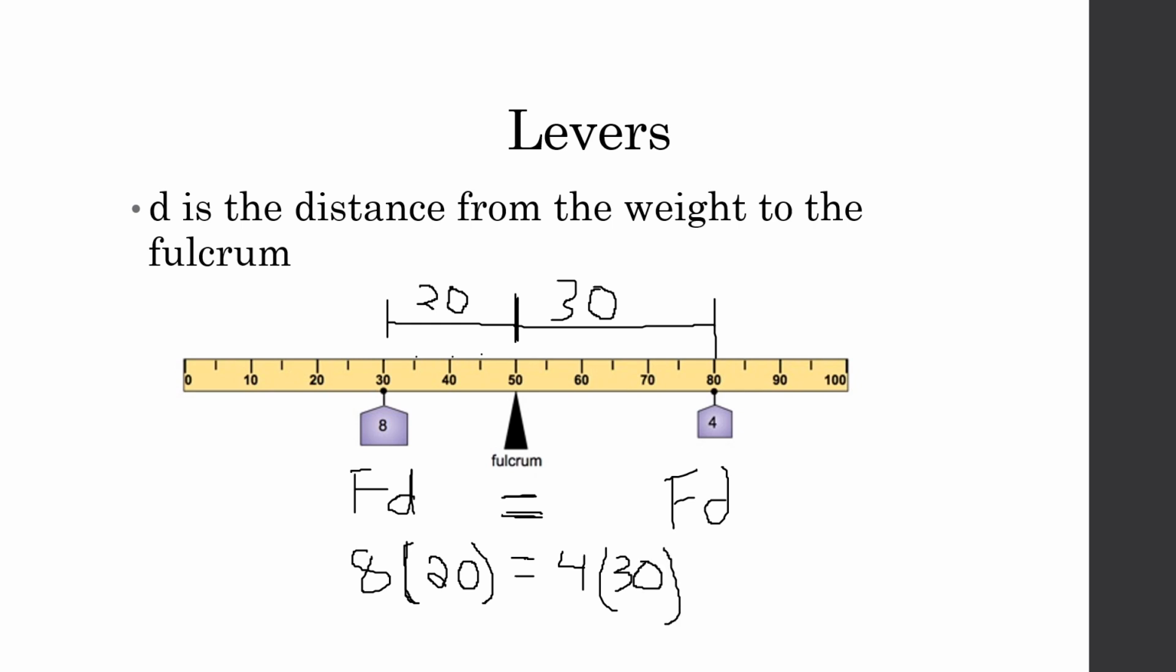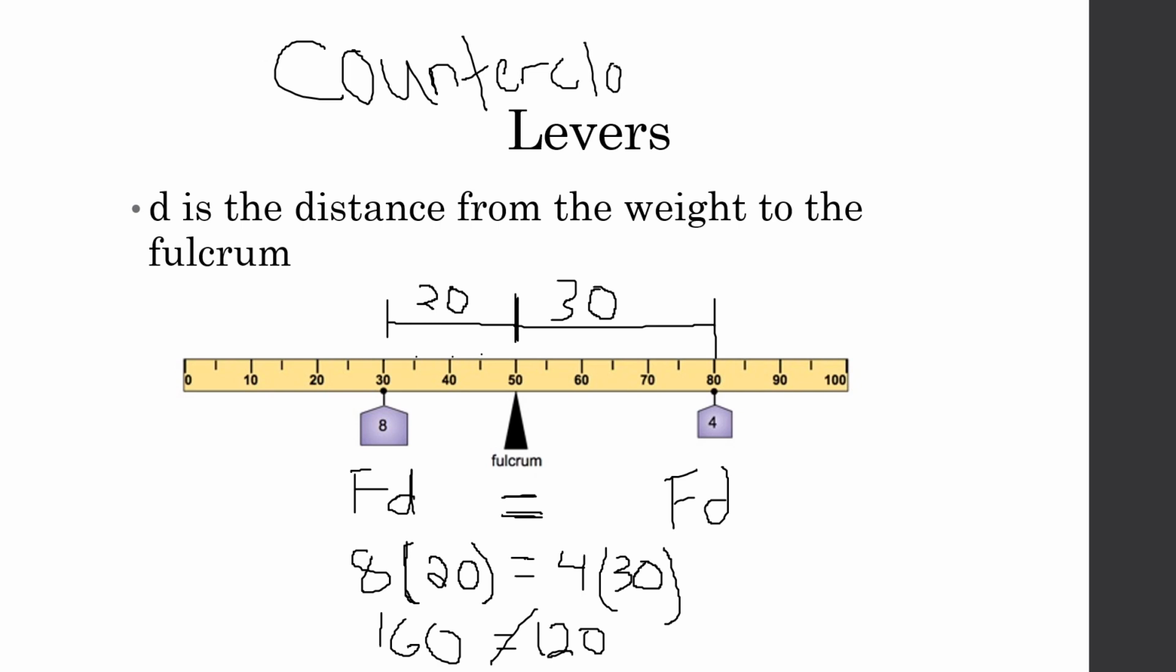Do you see? We got the force and we multiplied it by the distance. D is the distance from the weight to the fulcrum. 8 times 20 is 160. 4 times 30 is 120. They are not equal. And this would result in counterclockwise rotation. There you go. That's all there is to it.